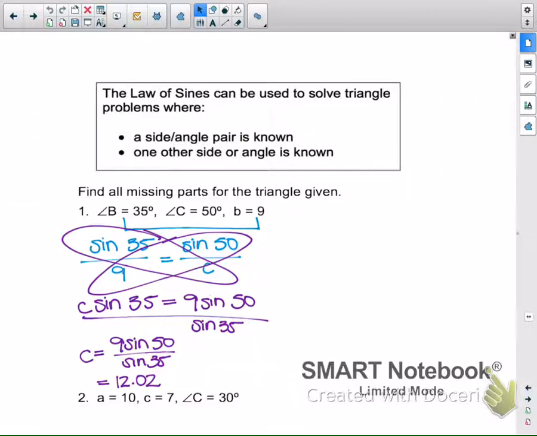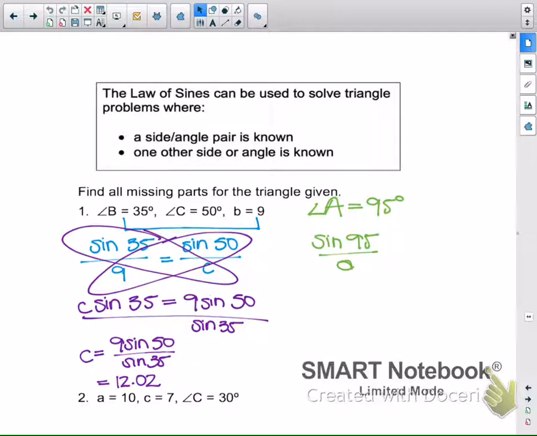I can continue on to find angle A very quickly by just subtracting 35 and 50 from 180, which then makes it very easy with an angle A of 95 degrees to solve for side A. Again, using the law of sines. This time I want to solve for side A, so I'm definitely going to set up sine of 95 over A, the missing side.